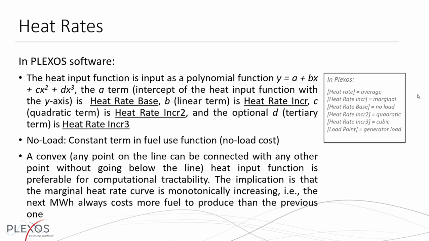As a summary, in PLEXOS, we can define the heat rate as average, the heat rate increment is the marginal, heat rate base is the no-load, the heat rate increment 2 is the quadratic term, and the heat rate increment 3 is the cubic coefficient in the polynomial equation. And finally, the load point is the generator load.